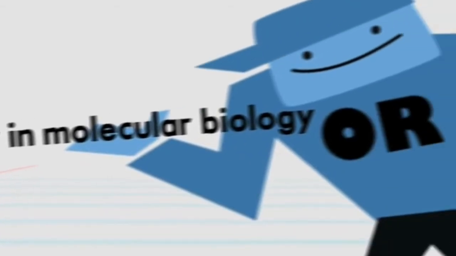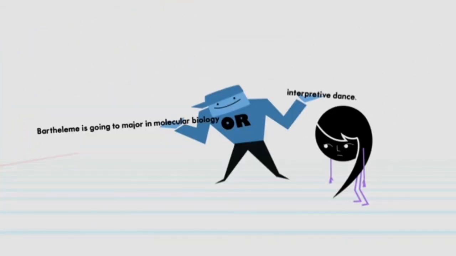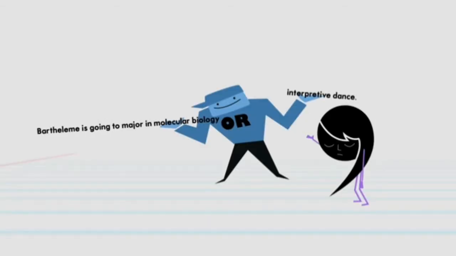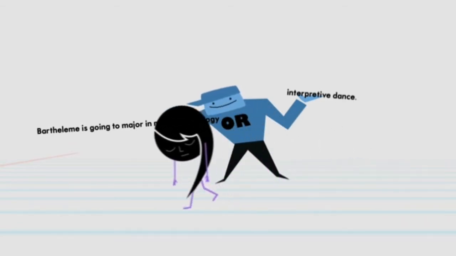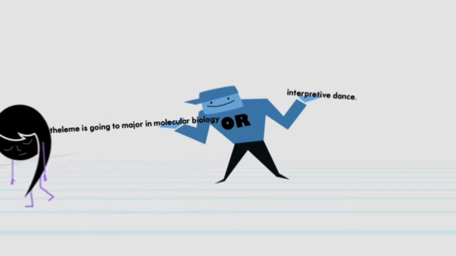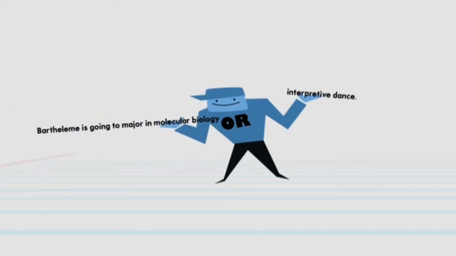sentence. Bartholomew is going to major in molecular biology, or interpretive dance. The now exhausted comma asks the conjunction if he needs help lifting the items. This is one of the rare occasions where a conjunction doesn't need the help of a comma. The conjunction assures the comma that help isn't needed. Which is good for the comma, because by now all it wants to do is go home and rest up for another day of vigilant sentence constructing.